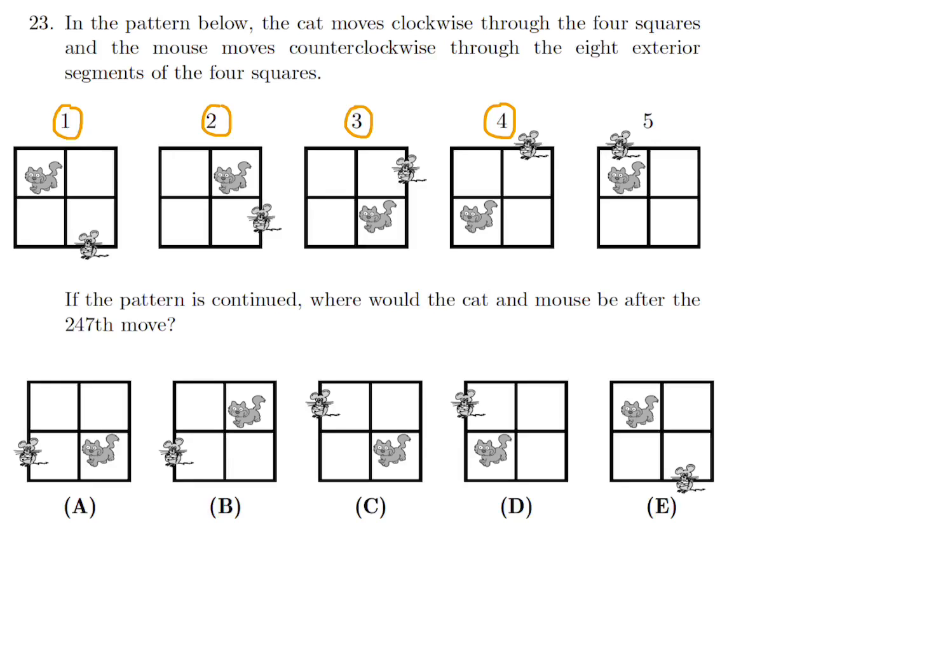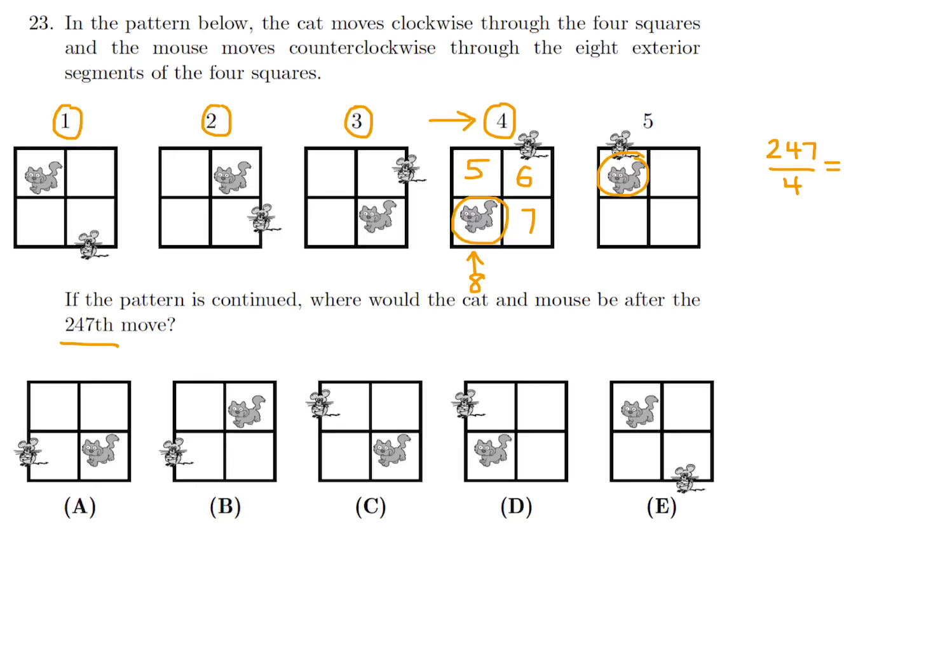So cat is here, and then here, and then here, and then here. So when the cat is in the fourth move, the cat is here. So that means every time the move is a multiple of 4, the cat will end up back in this position. So fifth move is here, which they illustrate. Sixth move is there, seventh move, eighth move. See what I mean? Every time the move number is a multiple of 4, the cat will be here. So what we have to do is figure out, is 247 a multiple of 4, first of all?